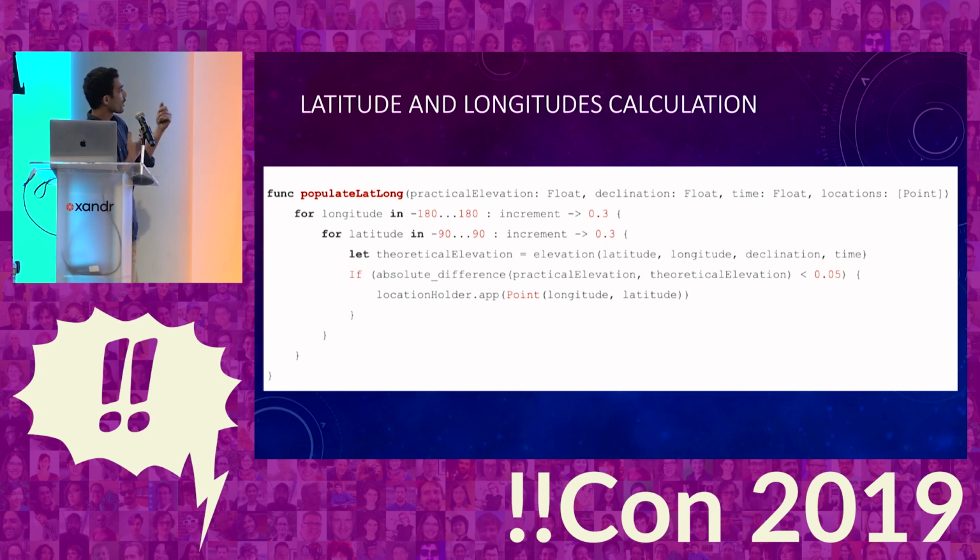And then we iterate over all the possible values of latitude and longitude. We calculate the theoretical elevation, and we compare that with the practical elevation we pass to this method. If these values are close enough, we add that latitude and longitude pair into the location holder array in the form of a point object. And this is just for the first experiment.